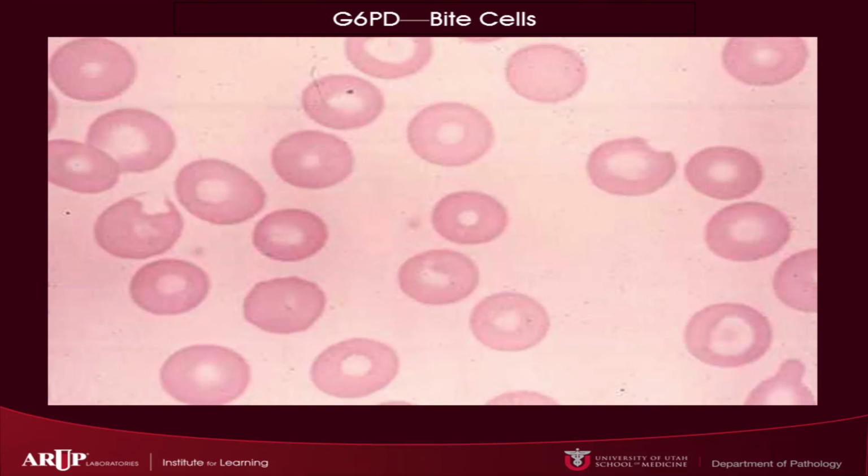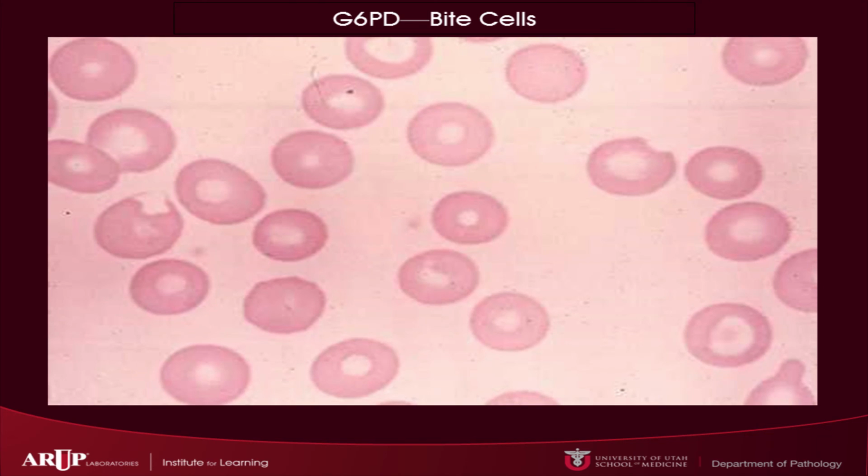These are bite cells. As the picture shown here, it looks like a bite has been taken. So what happens when those Heinz bodies form, the macrophages or the scavenger cells in the spleen try to take out this precipitated hemoglobin, and the macrophages will take a bite. So this part of the red blood cell would be taken out.